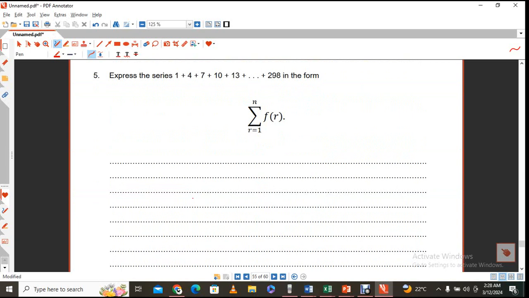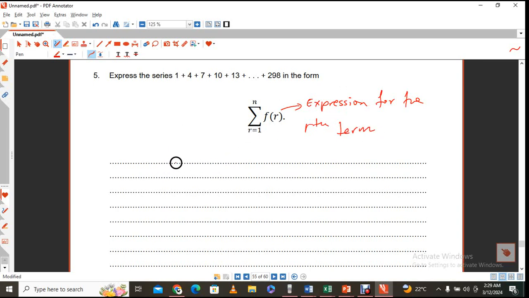Question 5. You're supposed to express 1 plus 4 plus 7 plus 10 plus 13 plus and so on, up to the last term of 298, in that form, where you have the limits of summation from r equals 1 up to n, and f of r is the expression. So this one here is the expression for the rth term, because there's an r involved in the index over here.